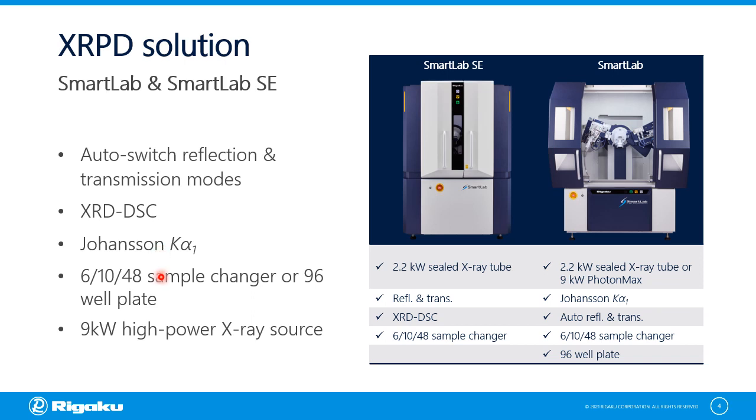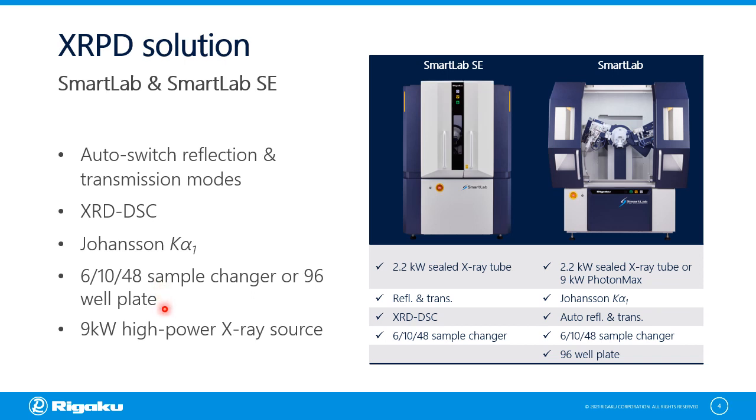Johansson Kα1 is an ideal XRPD configuration for high-resolution measurement. It monochromates the X-ray down to Kα1 radiation only. It provides a much cleaner diffractogram due to the missing Kα2 radiation. It provides better results in applications where precise diffraction peak intensities and positions are required, for example, indexing, structure refinement, or structure determination.